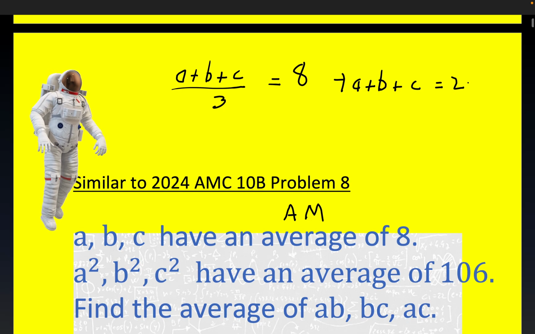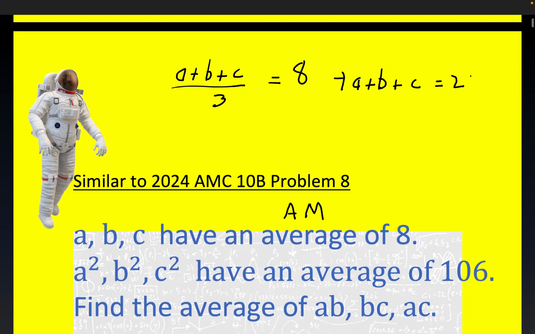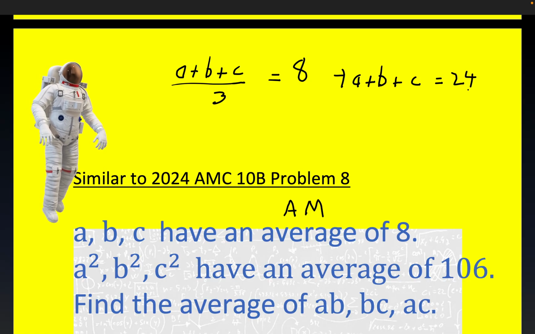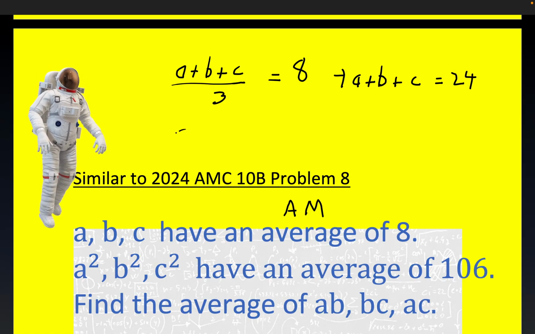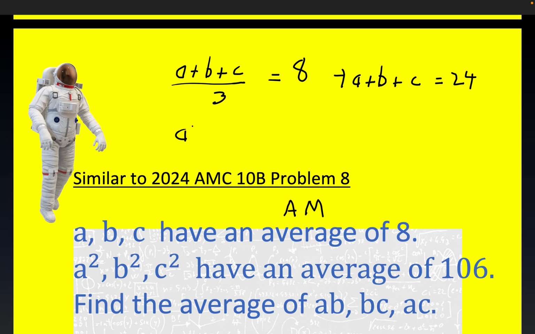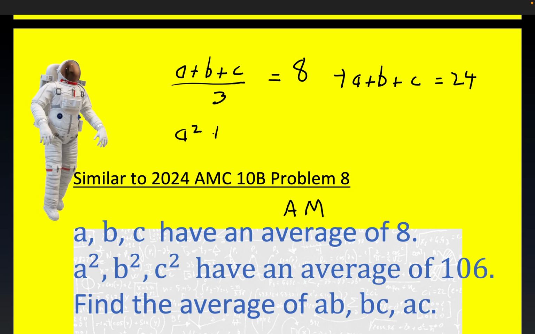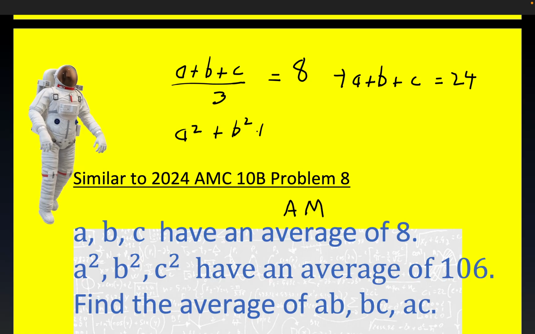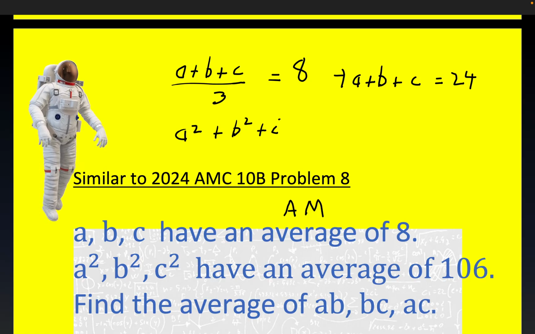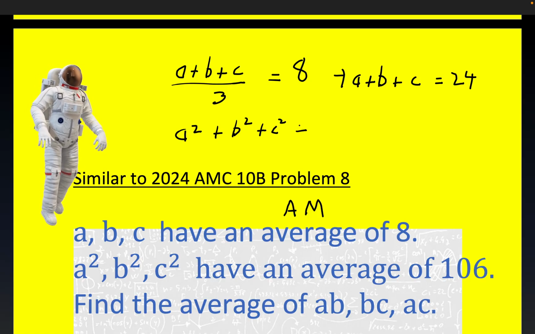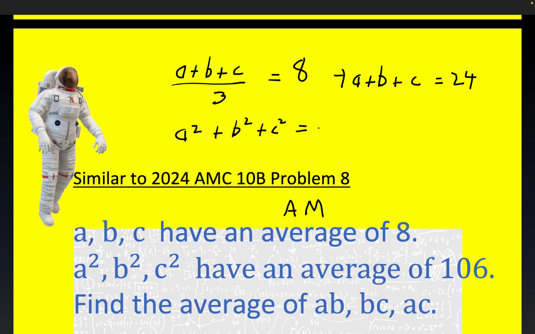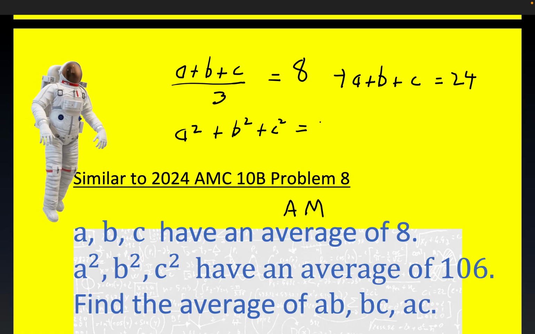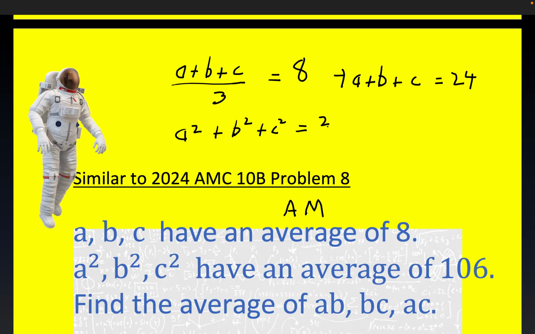Okay, and in a similar fashion, the second statement implies that a squared plus b squared plus c squared would be equal to 3 times 106. Is that 318? 3 times 106, so that would be 318.